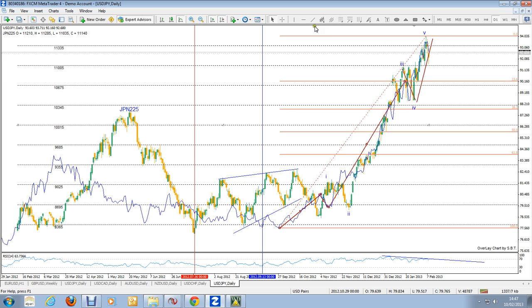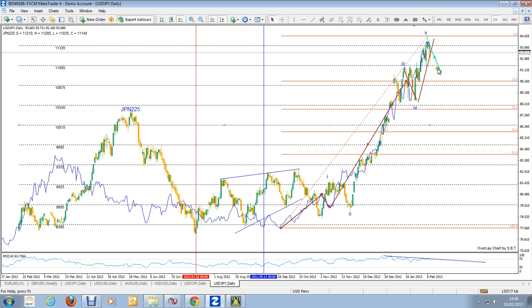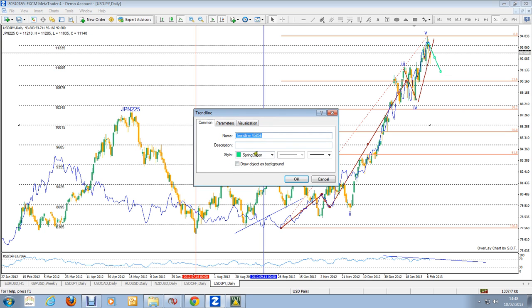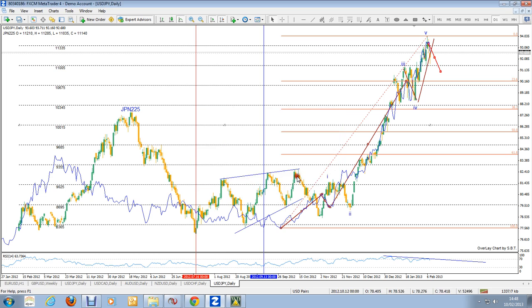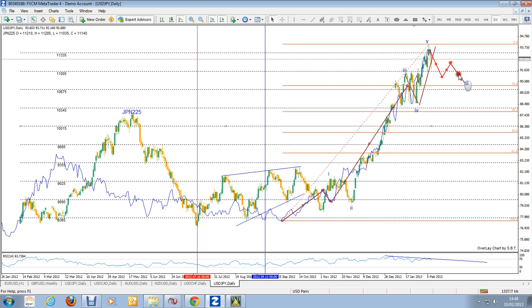So here I'm expecting US dollar yen to come down and retrace in ABC fashion. In fact, make that one red. So it will come down A, B and C if it is only coming to 23%, which is around 90, and then after that we would expect another leg higher, once we get this correction sorted.